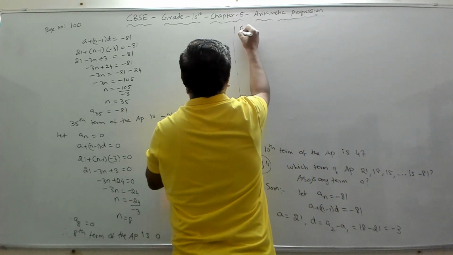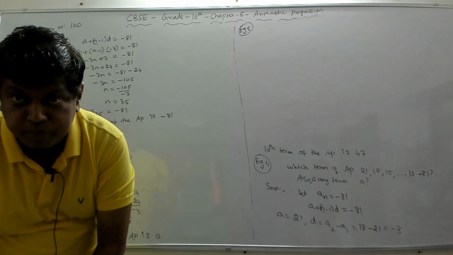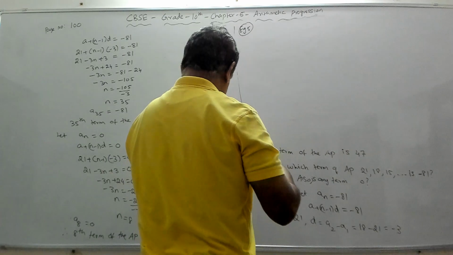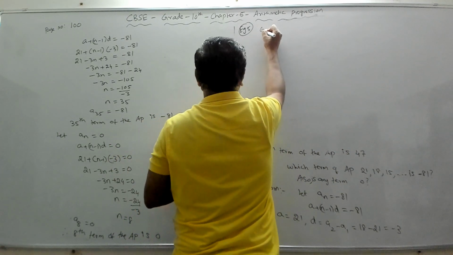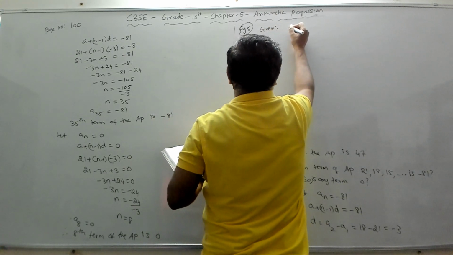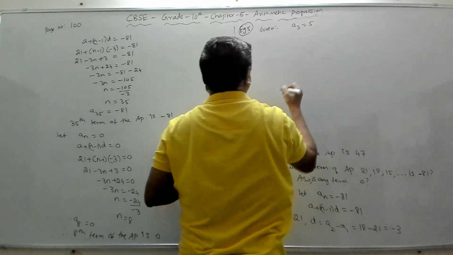So example 5. The question is, determine the AP whose third term is 5 and seventh term is 9. We have to find the AP. So what is given in this question is third term is 5. Third term is 5 means A3 equal to 5.